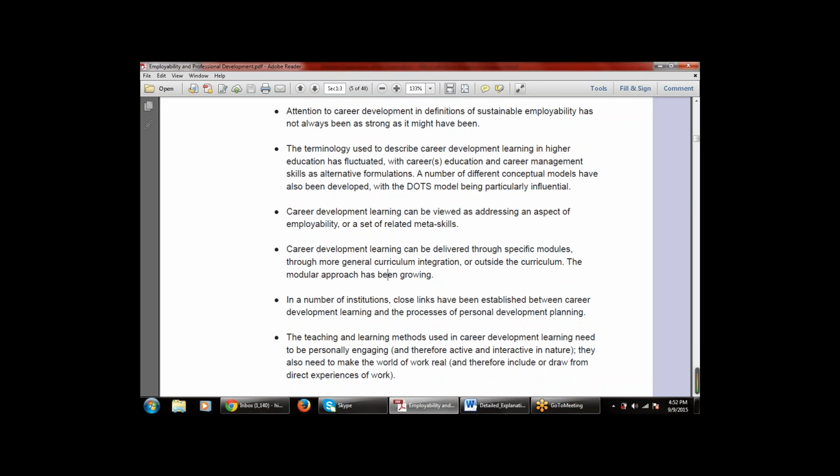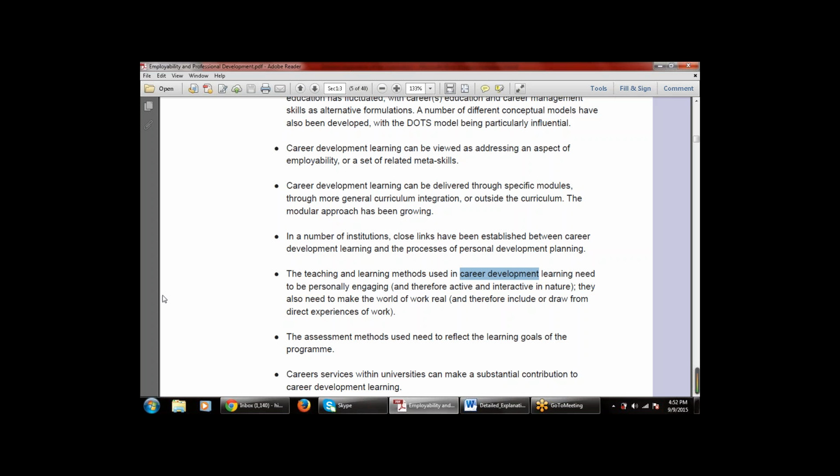Then the teaching and learning methods used in career development learning need to be personally engaging, and therefore active and interactive in nature. So whatever the career development activity used, it should be active and interactive. They also need to make the world of work real, and therefore include or draw more from direct experience of work. So the experience used is direct experience of work.